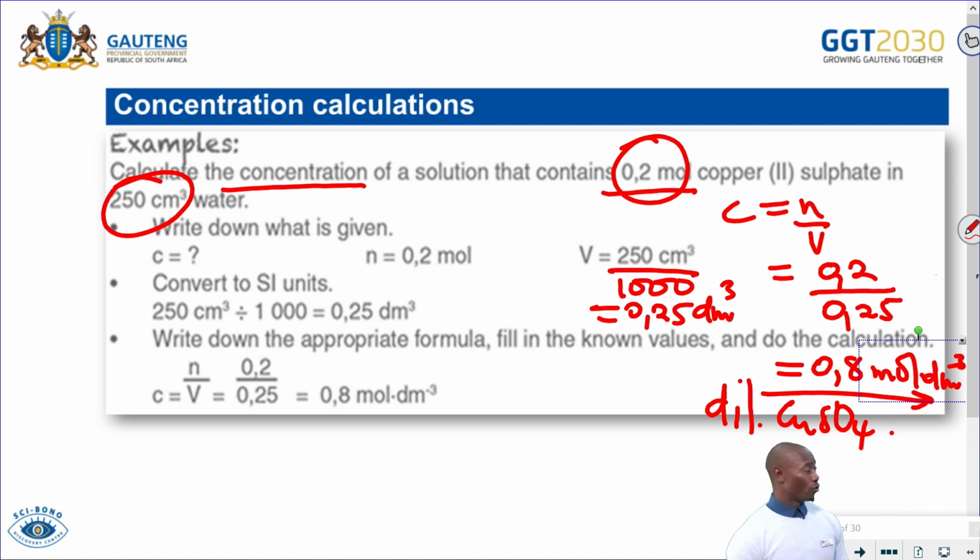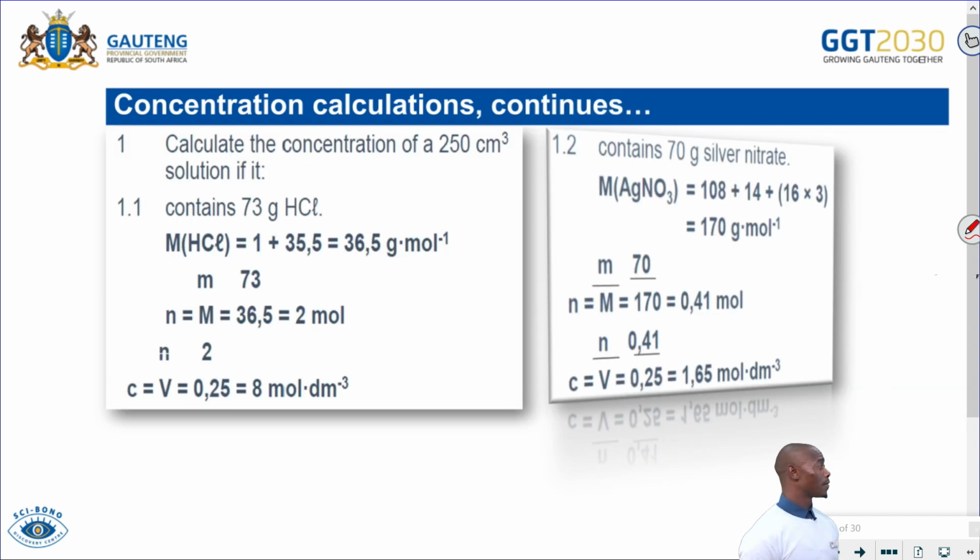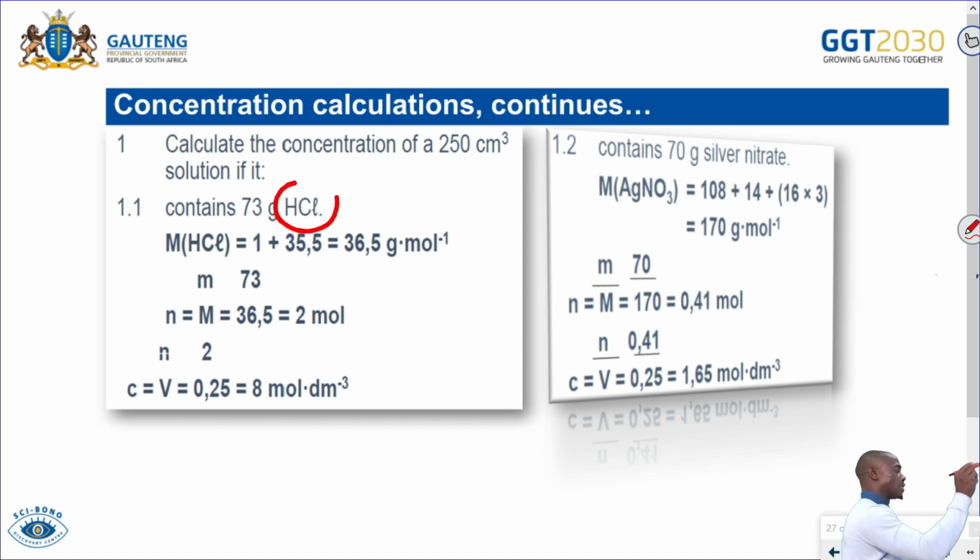All right, so for grade 12s though, let's check other examples. Calculate the concentration of a 250 cubic centimeter solution if it contains 73 grams of hydrochloric acid. So they are looking for the concentration of hydrochloric acid.